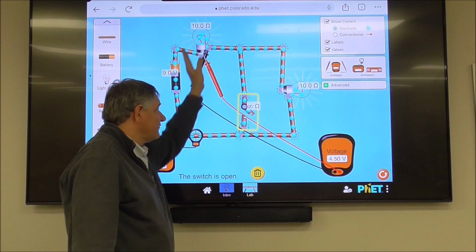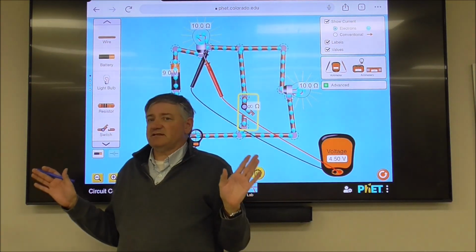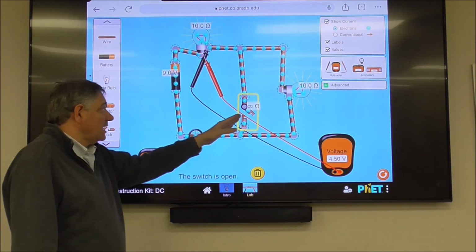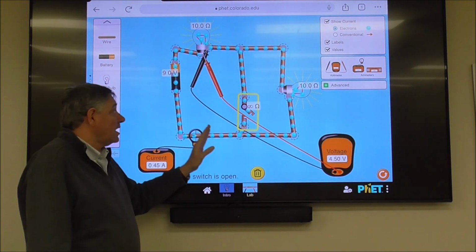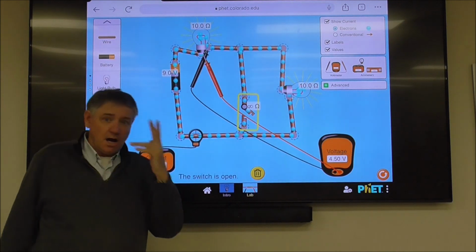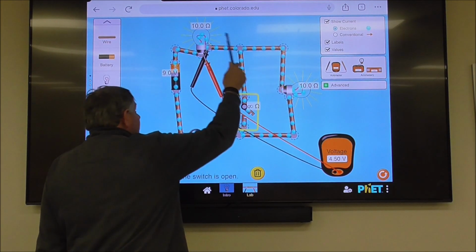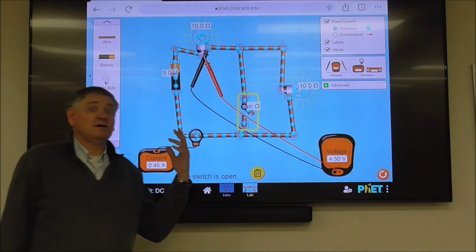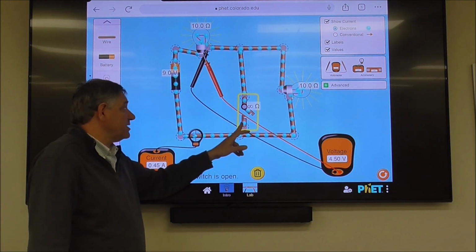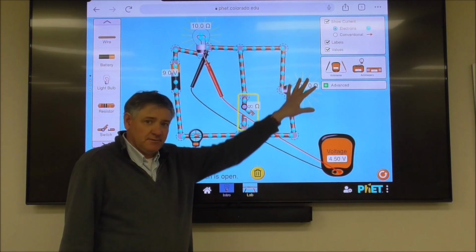Current's going to flow here. Current's still going to flow there. Because this is in parallel, everything's going to stay the same, and nothing's going to change, okay? So I close the switch, nothing happens. Option 3, I close the switch, this goes completely out, and this bulb grows brighter. Option number 4, I close the switch, this one goes out, this one gets brighter, okay?